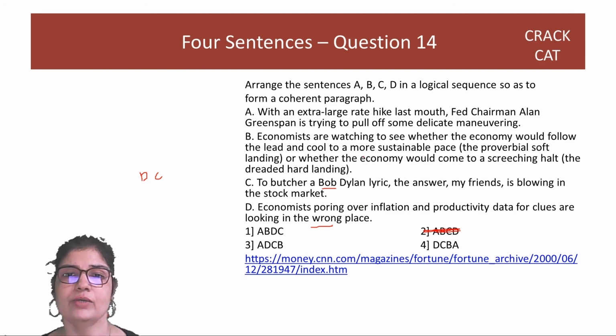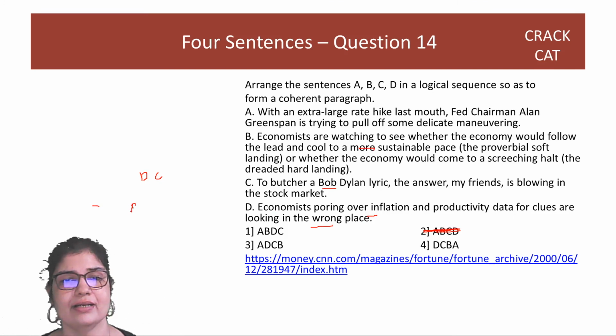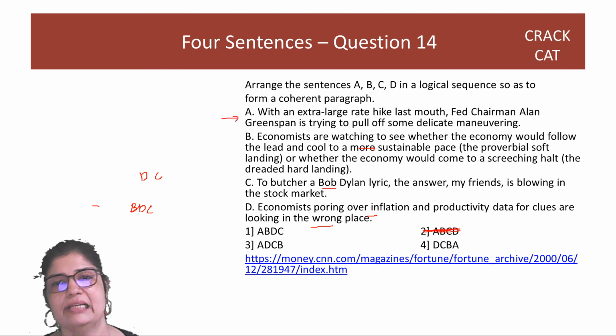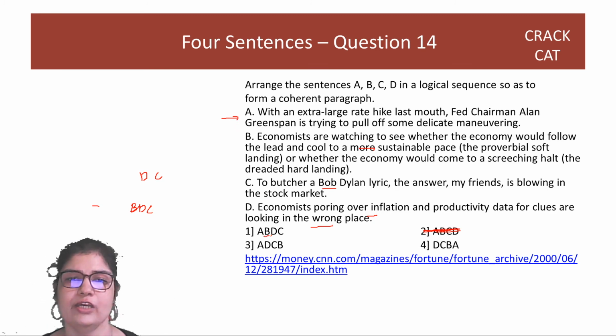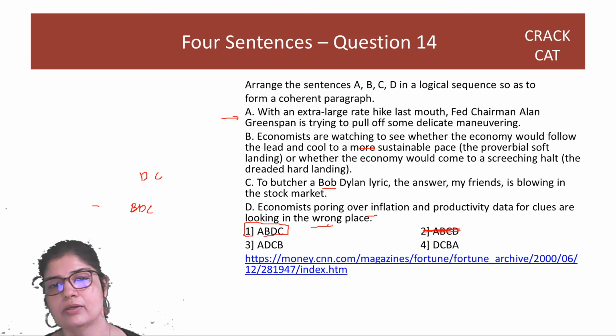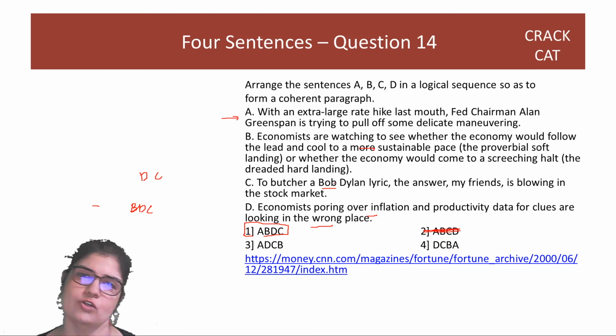Economists are watching to see, and they're looking for clues. So it has to be BDC, guys. Right? It has to be BDC and pull off some delicate maneuvering. BDC, thankfully, is in only one option. So A can begin with a proper noun. And then you say they're watching the market, looking in the wrong place. The answer is in the stock market.